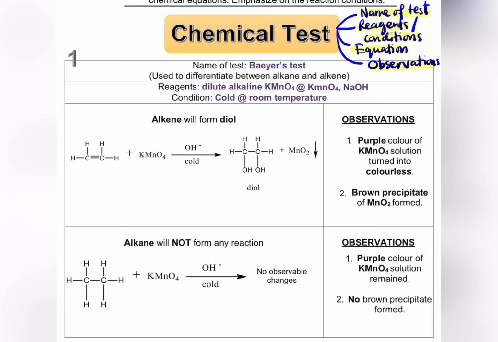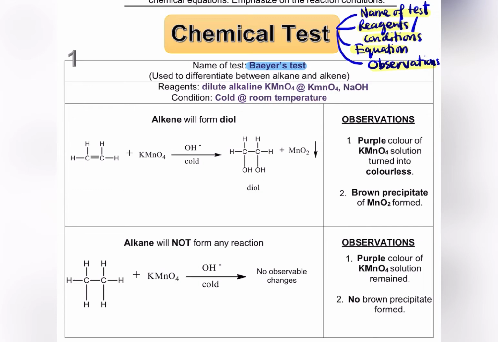So the first chemical test that you are going to learn is Bayer's test. Please be careful with the name because this one is coming from a person, that's why you got apostrophe S. And we can use Bayer's test to differentiate between alkane and alkene. The reagents for Bayer's test is dilute alkaline KMnO4, or you can write it down as KMnO4, NaOH or OH minus. The condition will be cold or room temperature.